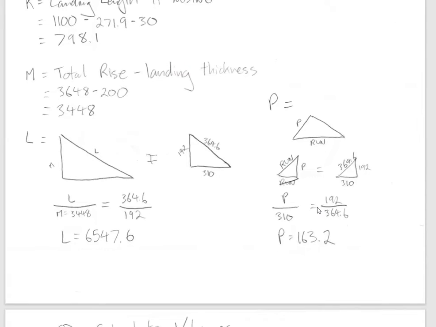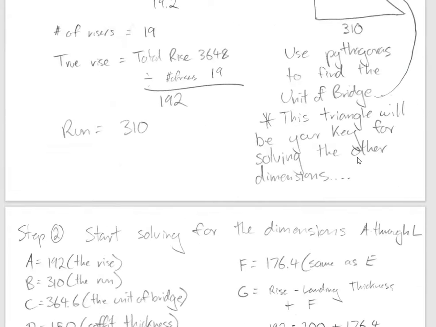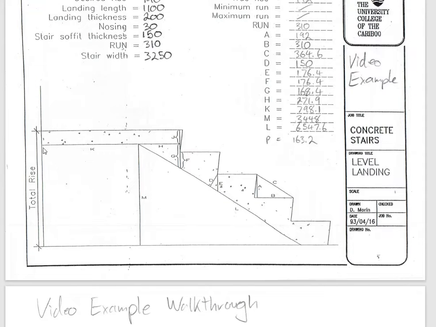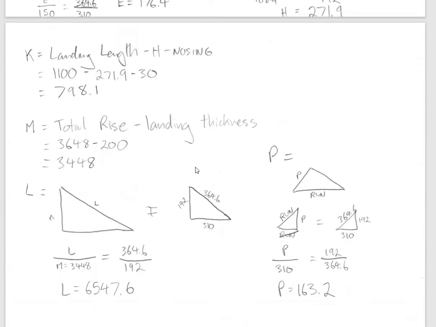Alright, moving on to K. And you can see K is just a formula, landing length minus H minus nosing. Let me show you what that looks like up here. K being this dimension here. So our landing length taken from the back here to the tip of the nose. We have to subtract that nose and we have to subtract H. And that'll give us K. And that's what we're doing down here. And we get 798.1 in this situation.